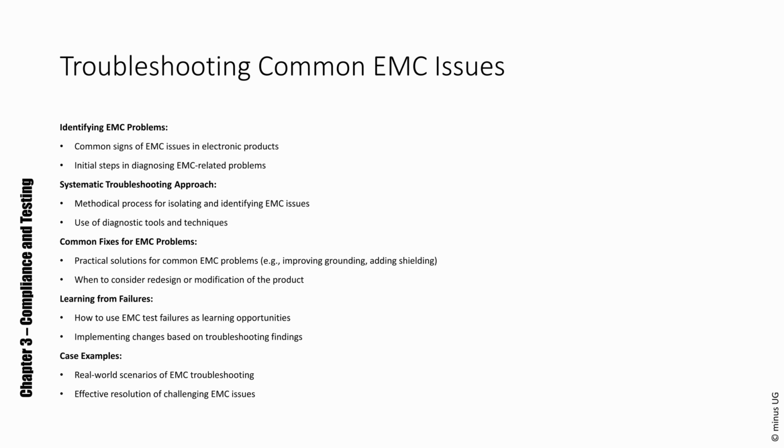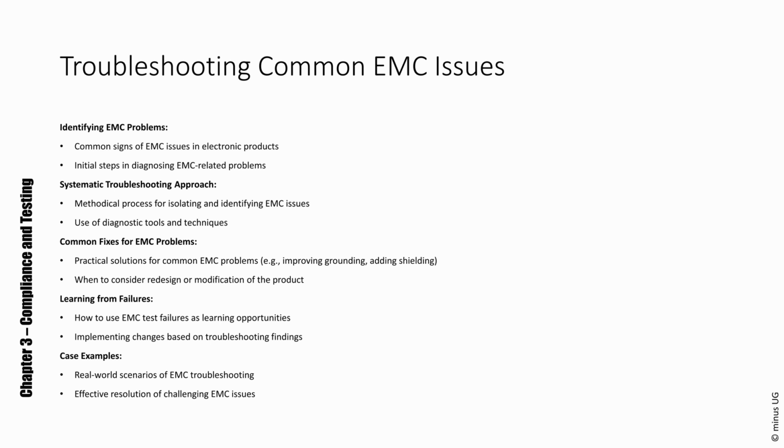The initial steps in diagnosing EMC-related problems typically involve confirming the symptoms, identifying the conditions under which the problems occur, and reviewing the product's EMC test history. Gathering information on the electromagnetic environment where the product is used can also provide valuable insights into potential sources of interference. Systematic troubleshooting approach. A methodical approach to troubleshooting EMC issues often begins with the process of elimination, identifying and isolating potential sources of interference, both internal and external to the device.